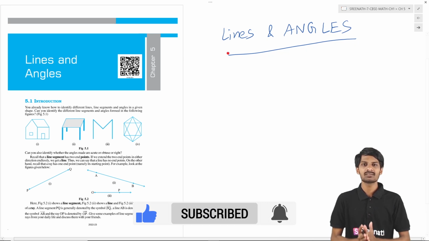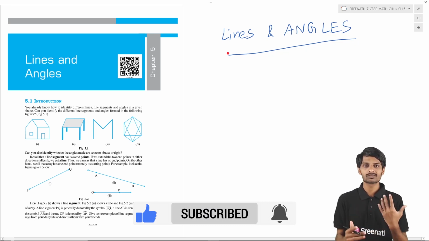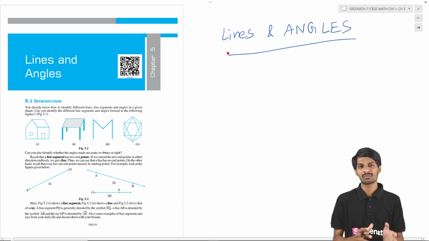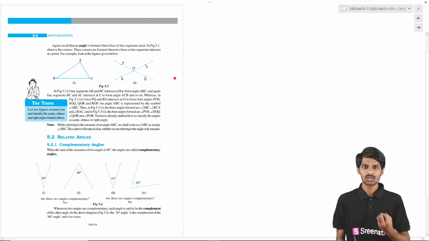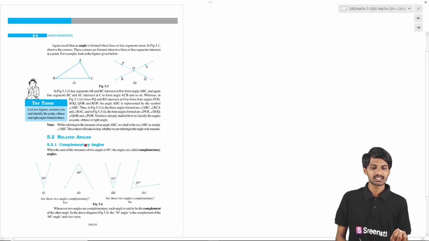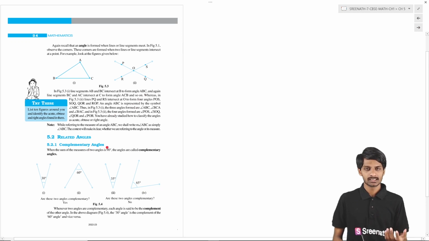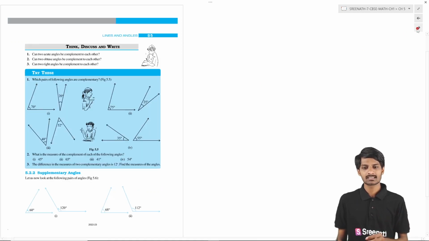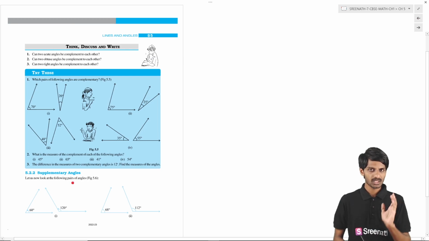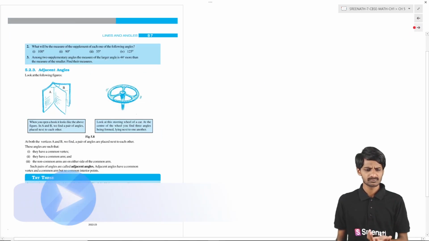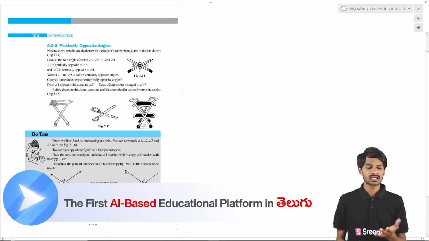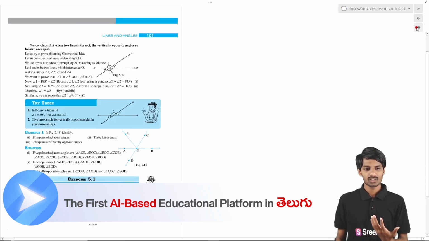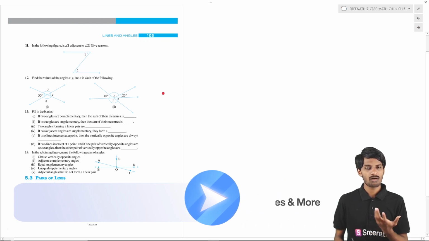Okay, so now we will see what topics or concepts we are going to learn. After that, we will discuss each topic in detail. First, there is an introduction to the chapter, students, and what we have learnt in our previous classes. After that, there are related angles. In that, we are going to know about complementary angles, supplementary angles, adjacent angles and a linear pair. The next thing is vertically opposite angles, students.